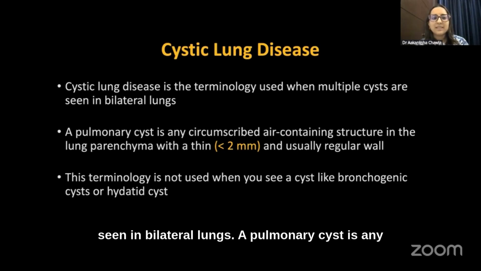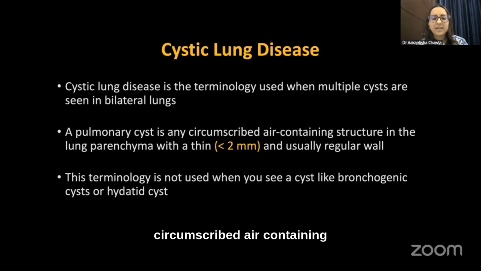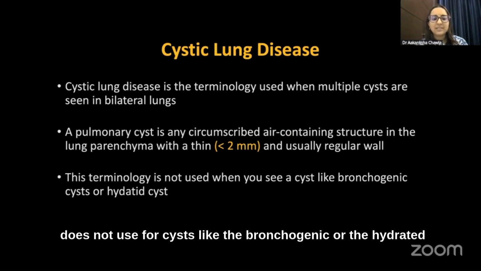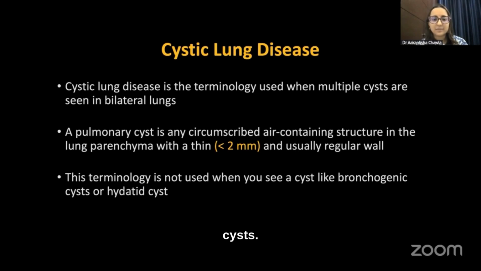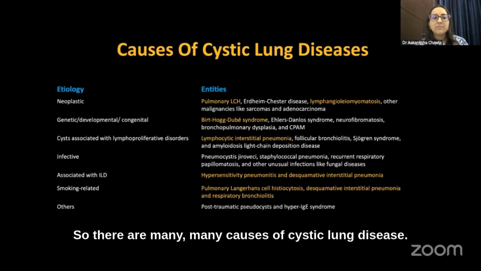A pulmonary cyst is any circumscribed air-containing structure in the lung parenchyma with a thin wall, less than 2 to 3 millimeters, and it usually has a regular wall. This terminology, mind you, is not used for cysts like the bronchogenic or the hydatid cyst. There are many, many causes of cystic lung disease.